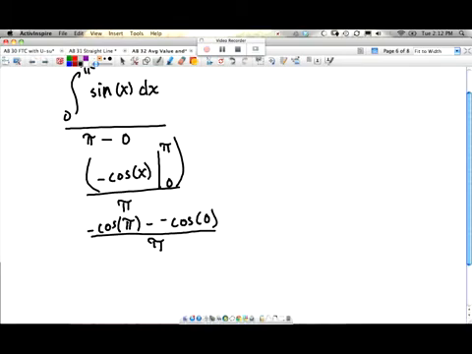Well, let's see what we got. Cosine of pi is negative 1, so that's negative negative 1, or just positive 1. Then we got minus minus, and cosine of 0 is 1, all over pi. If we simplify that, that gives us 2 over pi. So there's my average value.